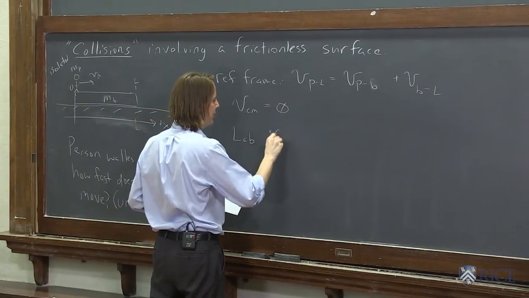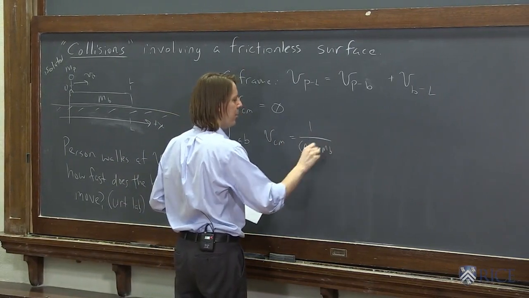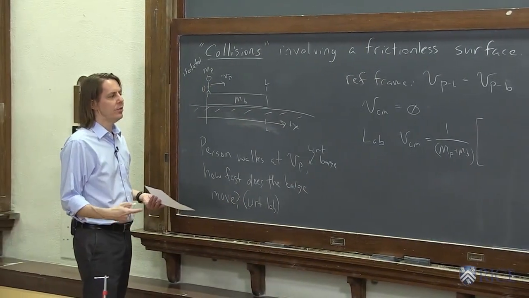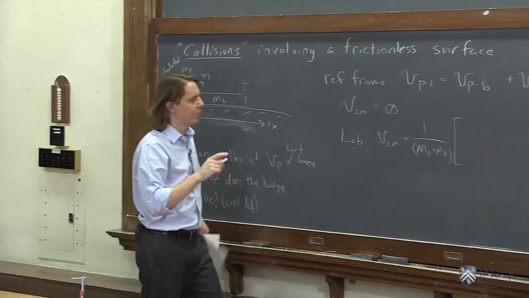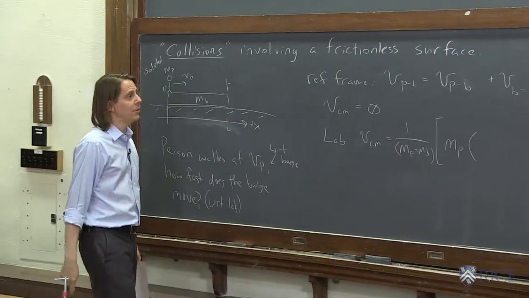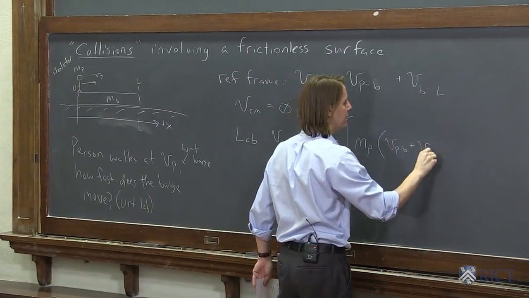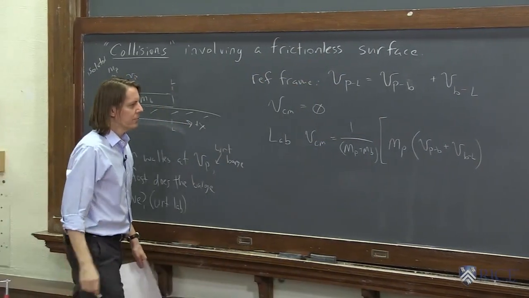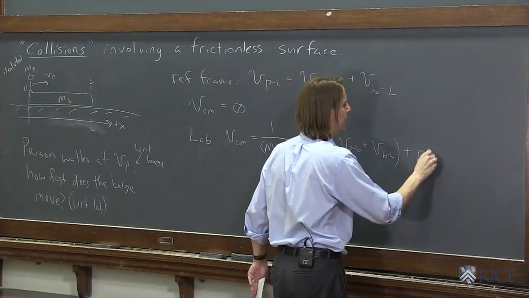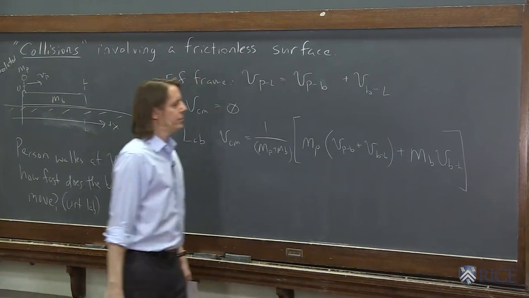Then all we have to do is say the velocity of the center of mass is 1 over the total mass, the mass of the person plus the mass of the barge, just like before. And again, we just weight each velocity with the mass. It's the mass of the person times the person's velocity in the lab frame, which is VPB, the velocity of the person in the barge frame, plus the velocity of the barge in the lab frame. And then we also need to consider the barge's velocity, plus MB times the velocity of the barge in the lab frame. There's your two terms. There's your center of mass.